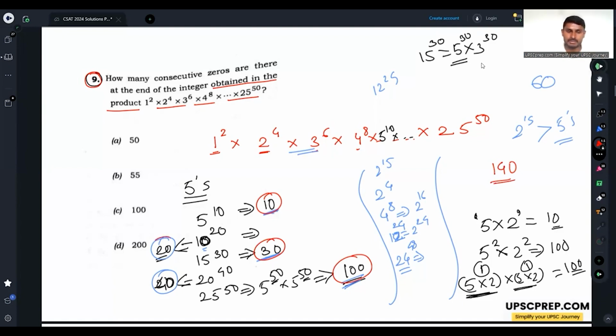And already ready-made zeros, how many do we have? This 20 plus 40. So 20 plus 40 will give you 60. So 140 plus 60, this will give you 200 number of zeros. Okay. So 200 number of zeros, that is, option D will be the correct answer.